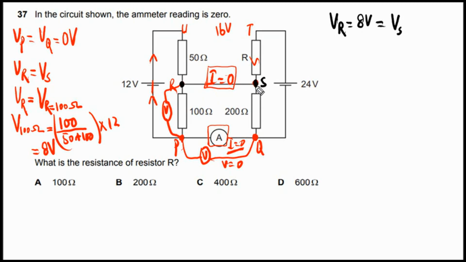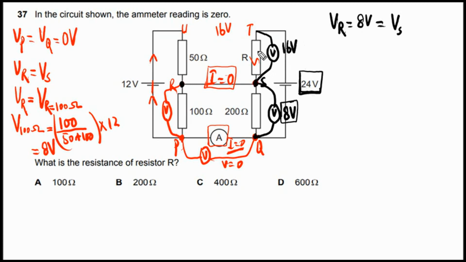As we know, the potential at point S is 8 volts and the potential at point Q is equal to 0 volt. It simply means that if we connect our voltmeter across this 200 ohm resistor, the reading on this one will be equal to 8 volts. Now as you can see, the EMF of the power supply is equal to 24 volts, and the potential difference across the 200 ohm resistor is equal to 8 volts. So we can also say that if we connect our voltmeter between point P and point S, the reading on this voltmeter will be equal to 16 volts.